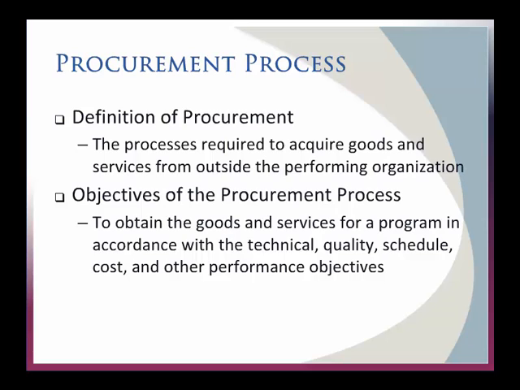So the process begins with a definition of procurement: the process that's required to acquire goods and services from outside the performing organization. So you take that really loose. You're talking about even when you do send funds to another organization, that's a contract. That's getting very specific about government to government procurement, and we're really not going to get into that here. We're going to be talking mainly about the seam between government and the private sector.